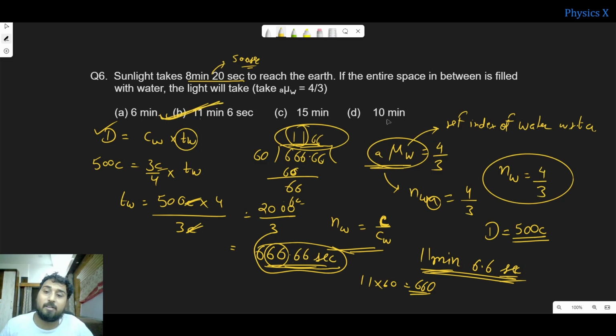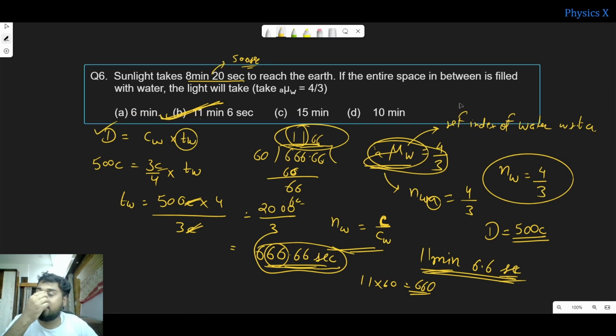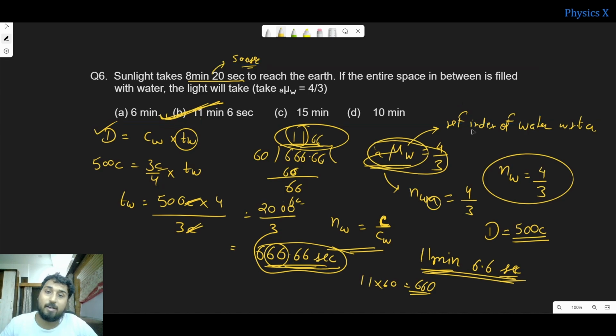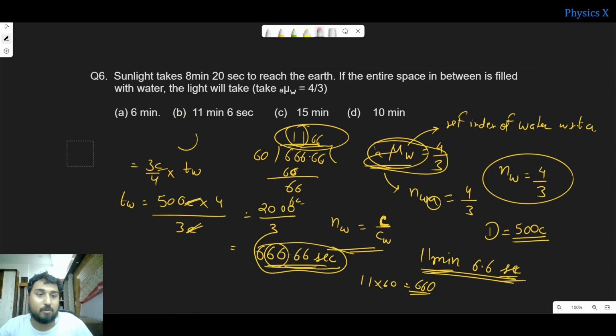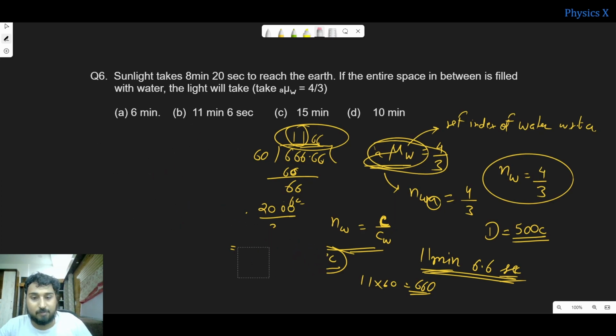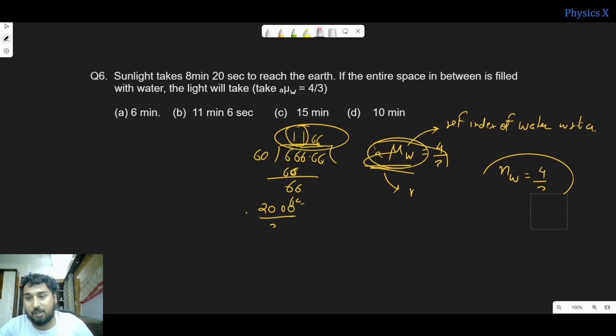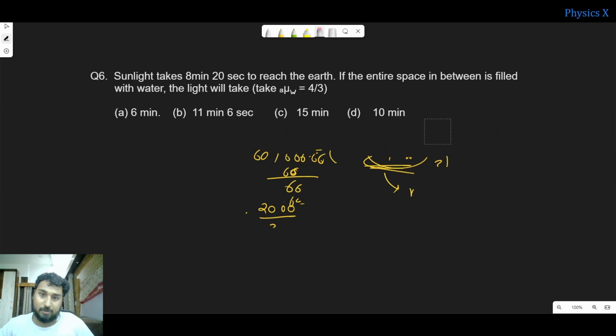So we did nothing here. We just used this refractive index formula, okay, and the relation between speed of light and refractive indices. Okay, so this is how we solve this question. Now let us move to the next question.